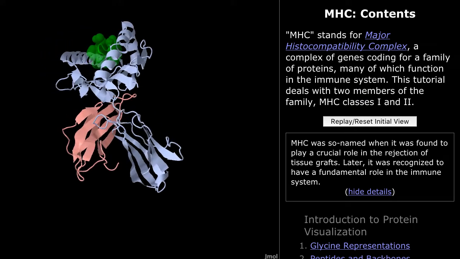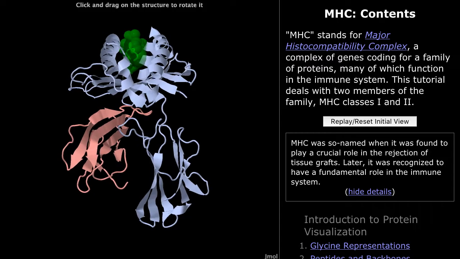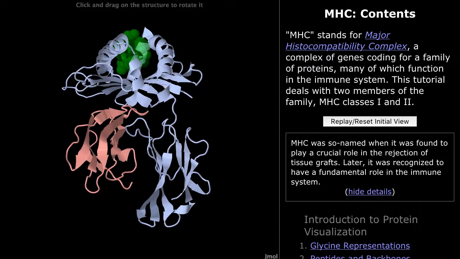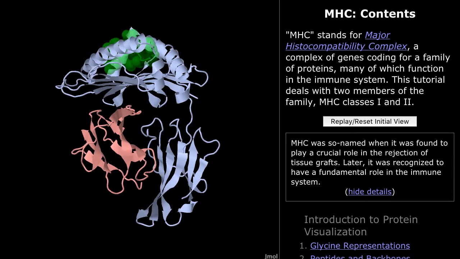This is about major histocompatibility complex proteins and how their structures support their functions. Their functions are crucial to our immune defenses.